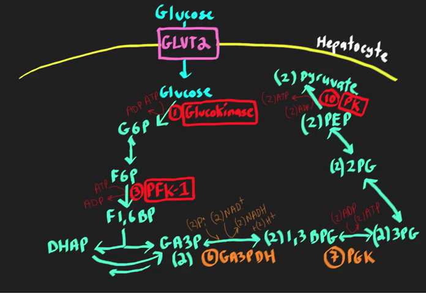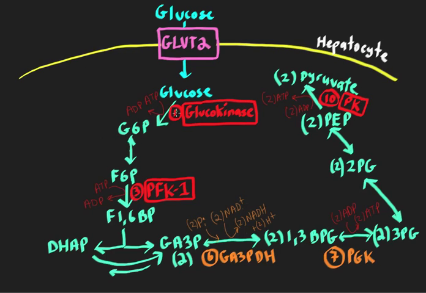Now, if we look at glycolysis first, before we go into gluconeogenesis, it would look something like this. We have glucose going into the liver cell through GLUT2, and ultimately we end up with 2 pyruvate. The enzyme steps in red are highlighted as the irreversible steps. What that means is that we cannot go backwards from glucose 6-phosphate to glucose using glucokinase in reverse.